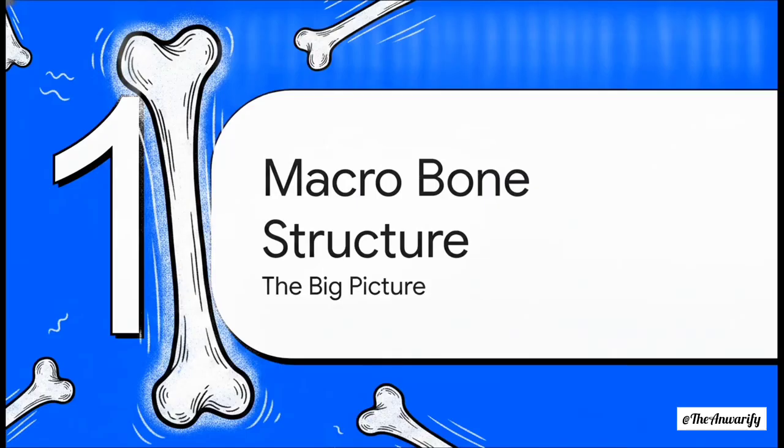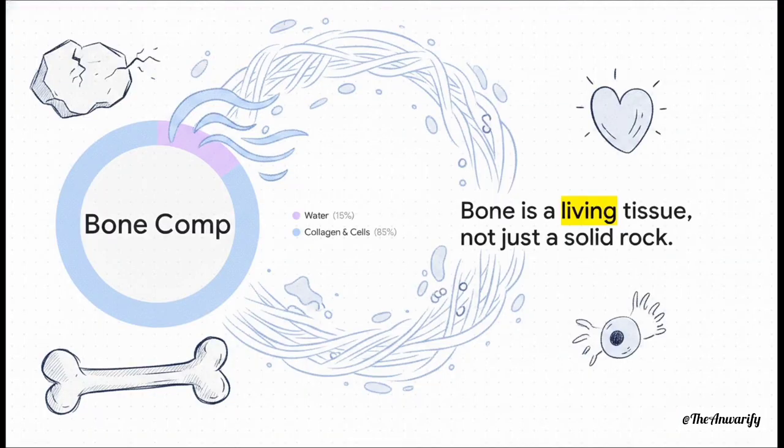Section 1, Macrostructure of Bones. To start off, I want you to close your eyes for a second and imagine holding a large, whole bone in your hands, like the femur in your thigh. To the touch, it feels like a solid, inanimate rock, right? But bone is actually a totally dynamic, living tissue. It's the toughest living structure in your body, but it's definitely not just a chunk of hard calcium.